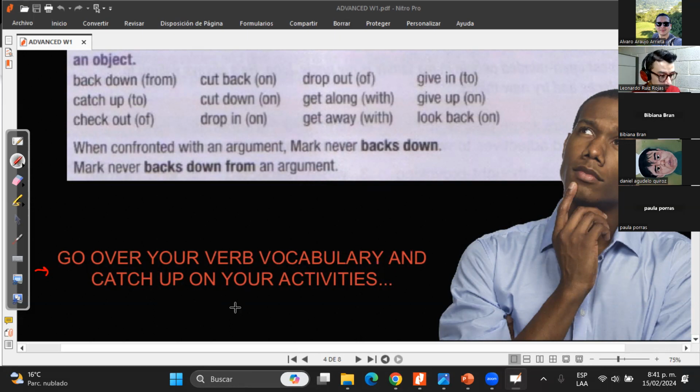Listo. Alvarito, help me to read this example. Go over your verb vocabulary and catch up on your activities. ¿Recuerdan que era go over? Adelantarse, ¿no? Superarlo. That is get over. Eso es get over. Get over es superar, pero go over es diferente. Check this out in the dictionary. Búsquelo en el diccionario rápidamente y me dicen si es transitive, separable, intransitive, ¿qué será?